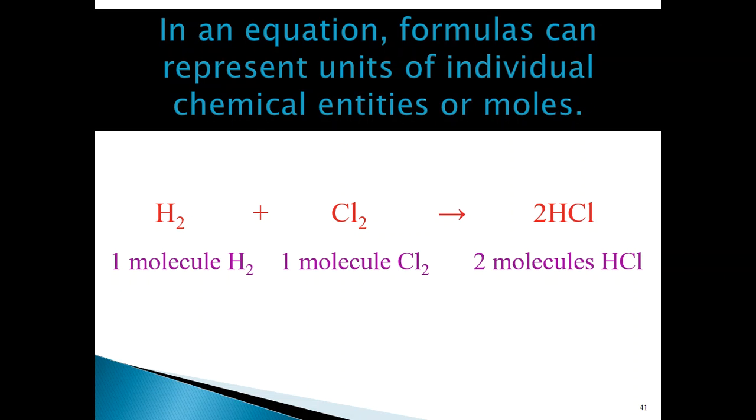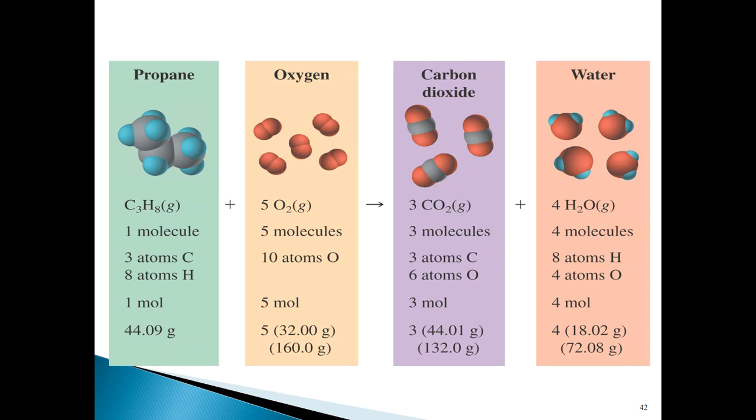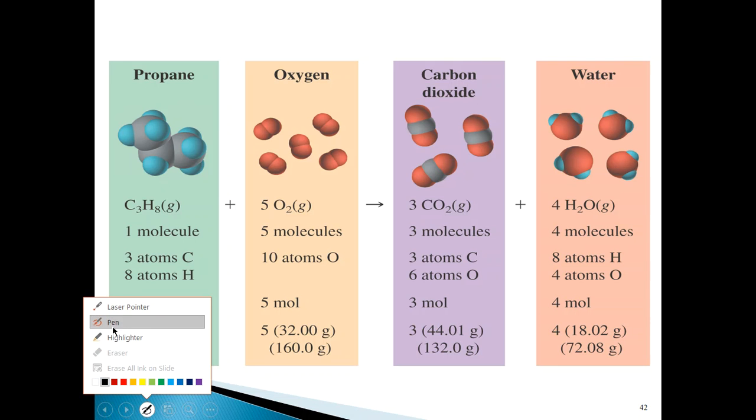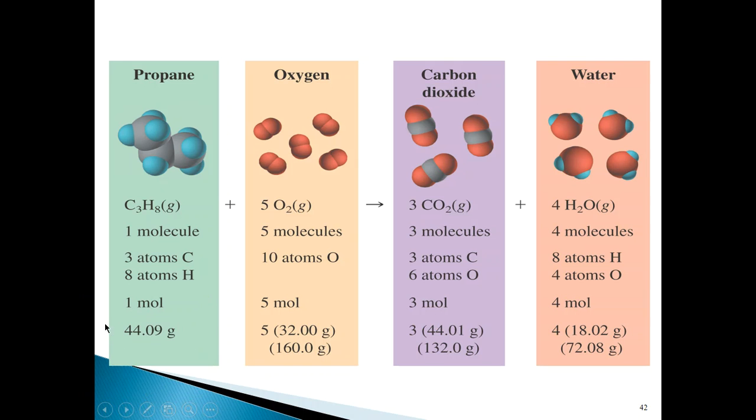So the equation here, H2 plus Cl2 to give 2HCl, could be interpreted to mean 1 molecule of hydrogen reacts with 1 molecule of chlorine to give 2 molecules of hydrogen chloride. All right. Here's another example. Propane, which is C3H8. Let me go back to the pointer. Okay, so C3H8, which is known as propane, will react with oxygen to form carbon dioxide and water.